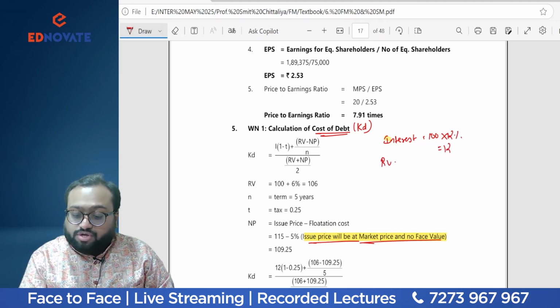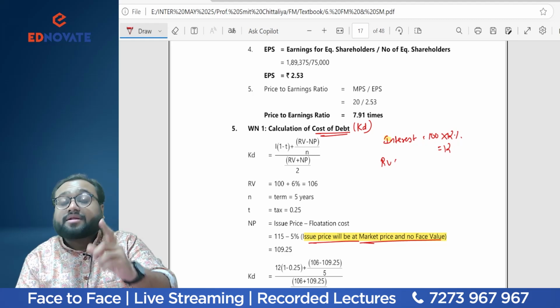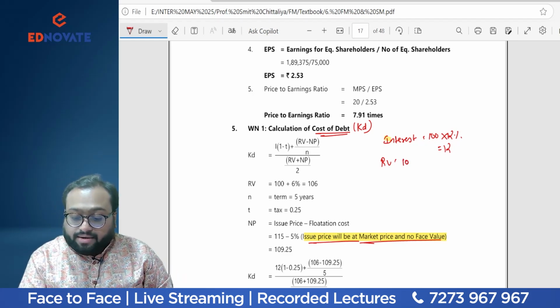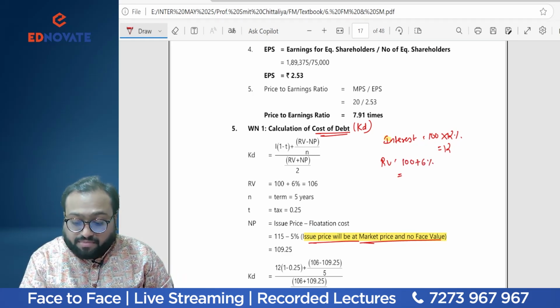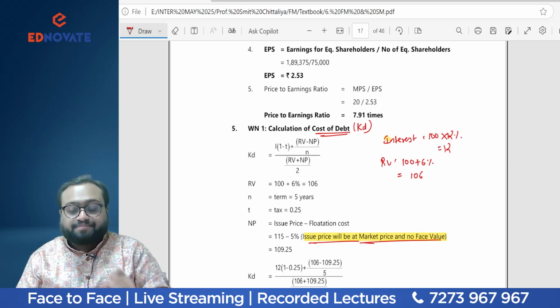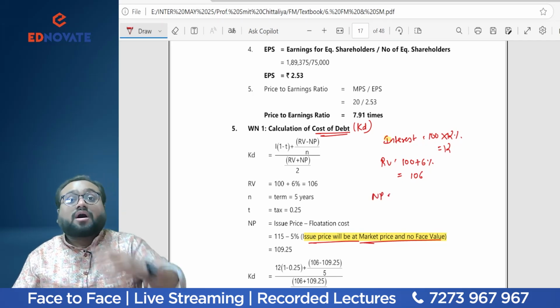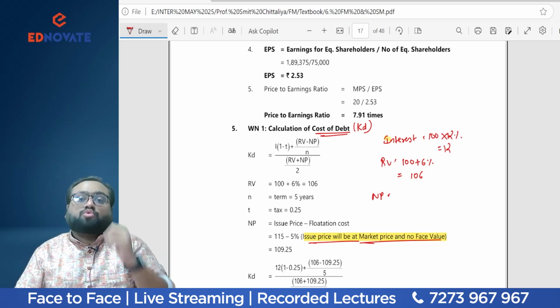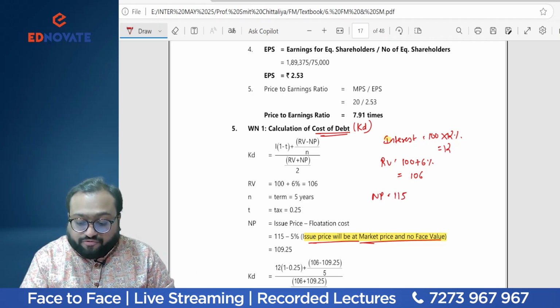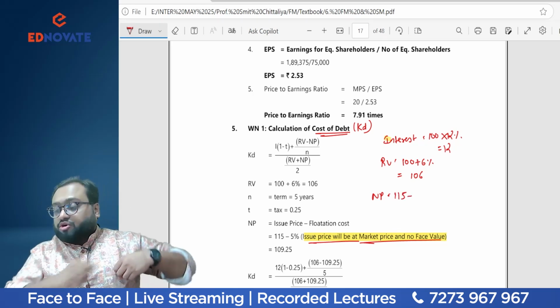Now talking about redemption value, they are going to redeem at par. Sorry, they are going to redeem at premium. So 100 plus 6% is the premium. So 106 will be the total redemption value. And the net proceed, what do you mean by net proceed? The amount received by the company from the debenture holder. See, we are issuing at 115, but there is a flotation cost of 5%.